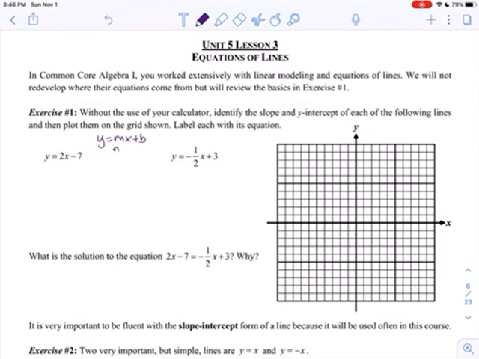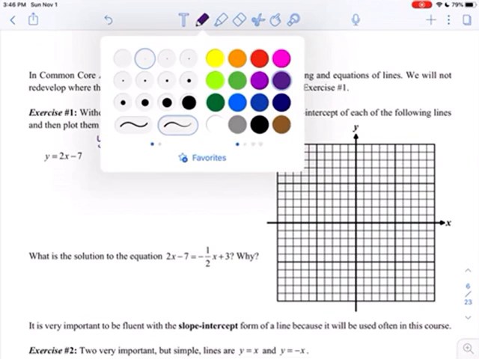So remember y equals mx plus b, back from algebra. M is your slope and b is your y-intercept. So without using a calculator, we're going to find the slope and the y-intercept of each of these lines, and then we're going to graph them.